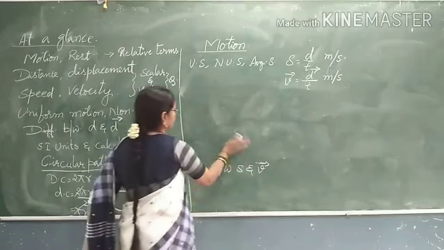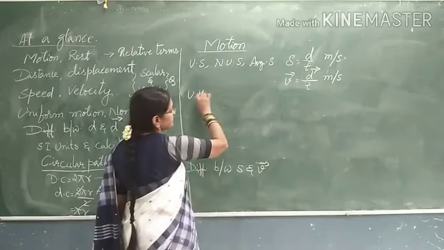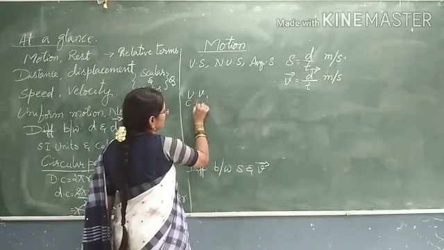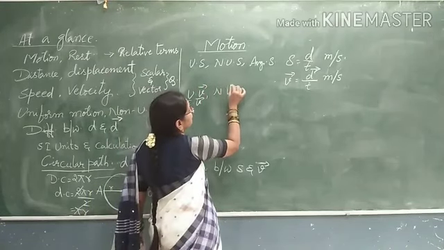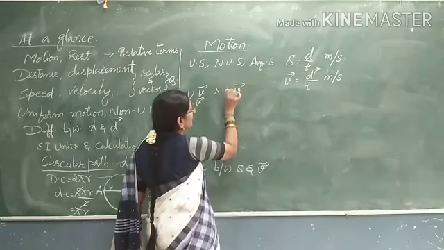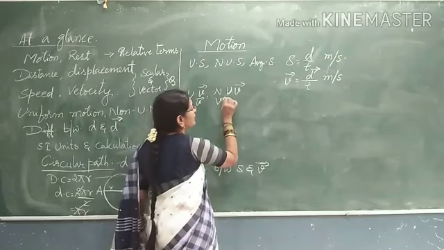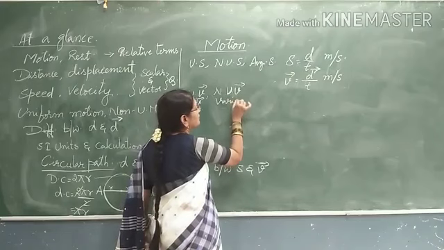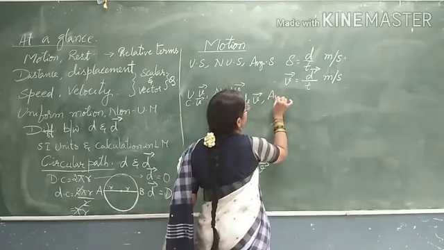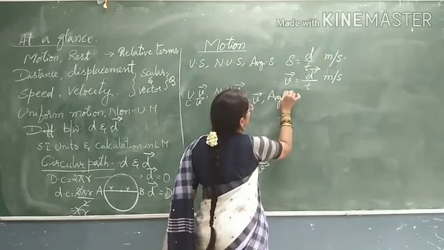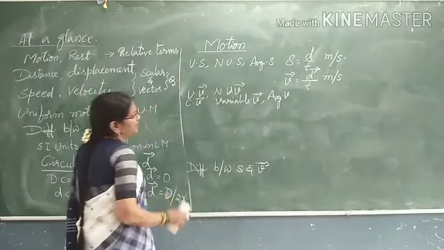Now what is uniform velocity or constant velocity? Then what we have studied? Non-uniform velocity, or variable velocity. Then what we have studied? Average velocity. Yes. Now coming to the differences between speed and velocity.